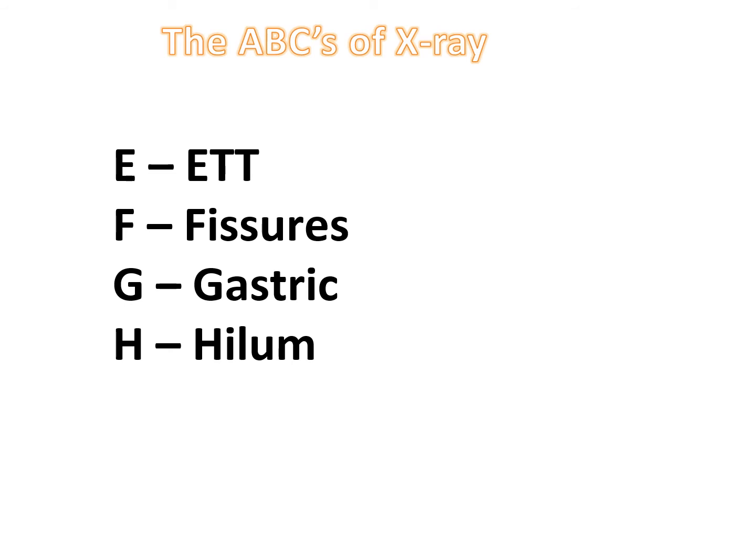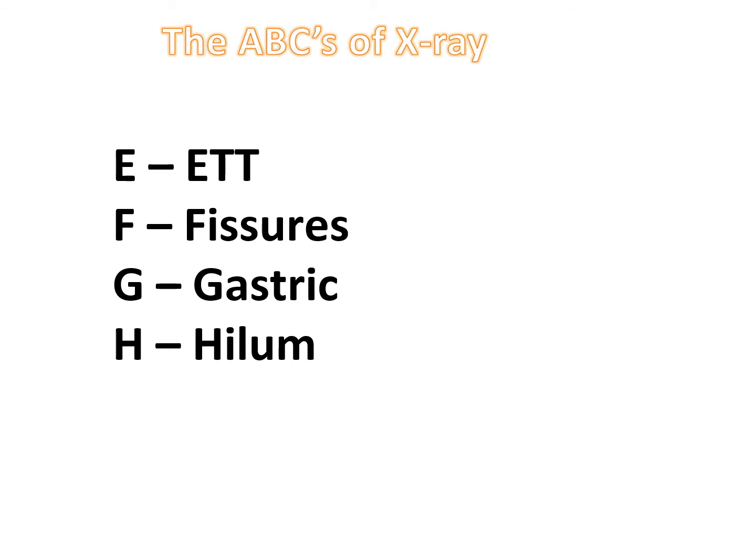Fissures are evaluated for thickening, fluid, or change in position. You might be able to see those. A gastric bubble should be seen clearly. It's generally on the left side, just a little air pocket, because generally when they're doing an x-ray, you'll get part of the gut too in the picture.